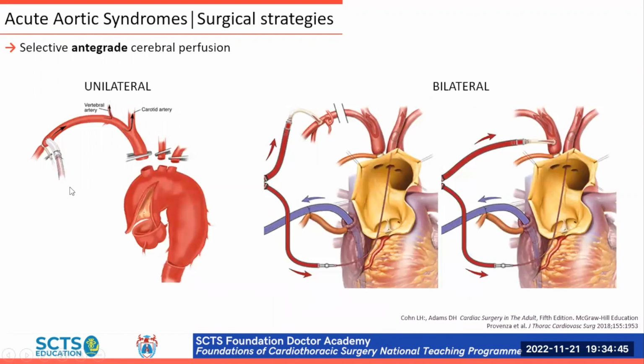In this case, after cannulation of the axillary artery and clamping the innominate artery, the left carotid and the left subclavian, you can perfuse the brain through the right carotid artery. Bilateral is when you perfuse the brain again through the axillary artery and the right carotid artery, but also introduce a selective cannula into the left carotid, so you perfuse also the left side of the brain.